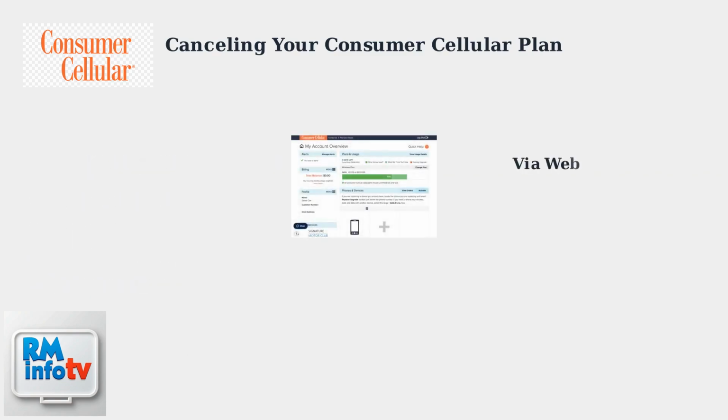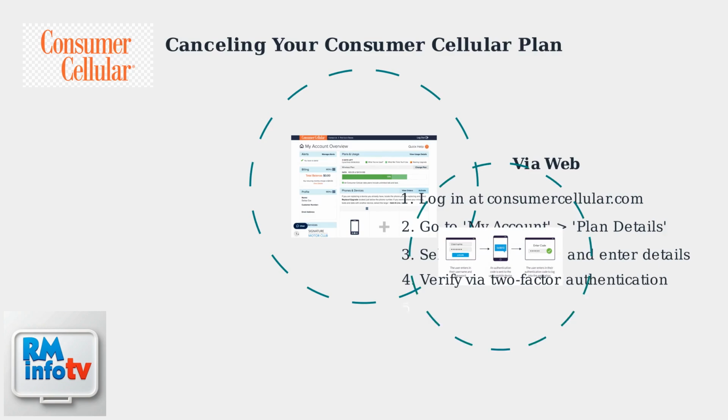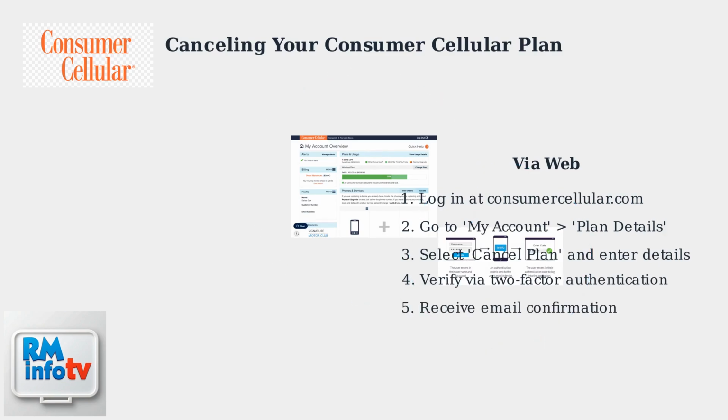To cancel via the web, log in at consumercellular.com. Go to My Account > Plan Details, select Cancel Plan, and enter the required details. Verify via two-factor authentication. An email confirmation will be sent.